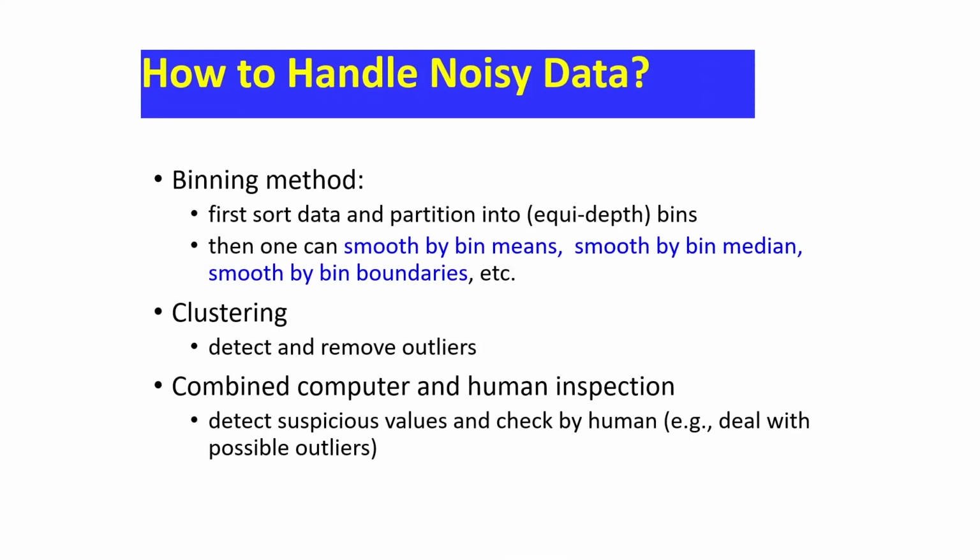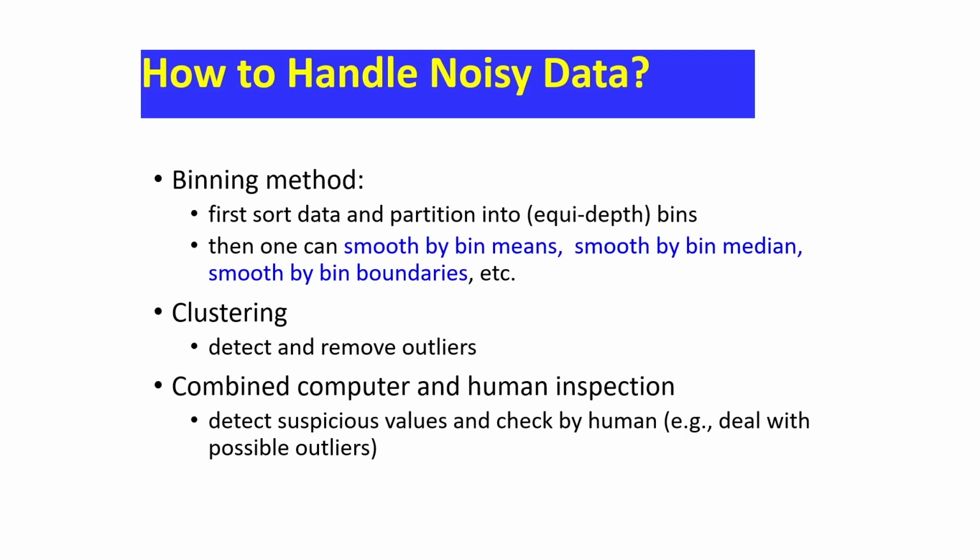So, you can handle this by using 3 methods. First is called binning method, second is called clustering, and third obviously combined computer and human inspection. So, what is the binning method? First you sort the data and partition into different bins, just like you have different bins when you collect garbage. Same thing, you can have different bins to sort the data. They can be equi-depth bins or non-equi-depth bins, and then once you have binned the data, you can smoothen the data by bin means or bin median or bin boundaries, all kinds of things you can use. That is there in many of these visualization things also.